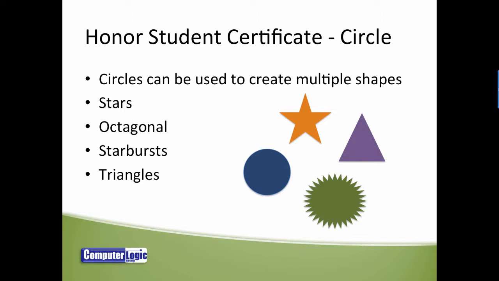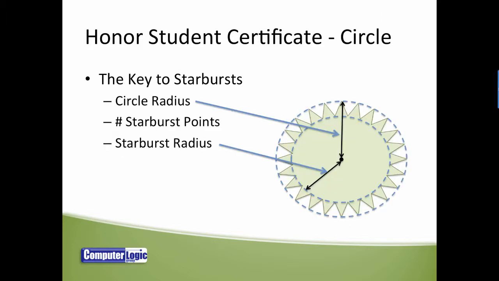So here are our different kinds of objects that can be created from a single circle object. You can actually use it to create stars, hexagons, starbursts, triangles, a variety of different things because it has a special property involved with this object. And that property is the ability to set not only the circle radius, but also the number of starburst points you want to use, and lastly, the starburst radius. So you can see by the diagram here how that lays out.